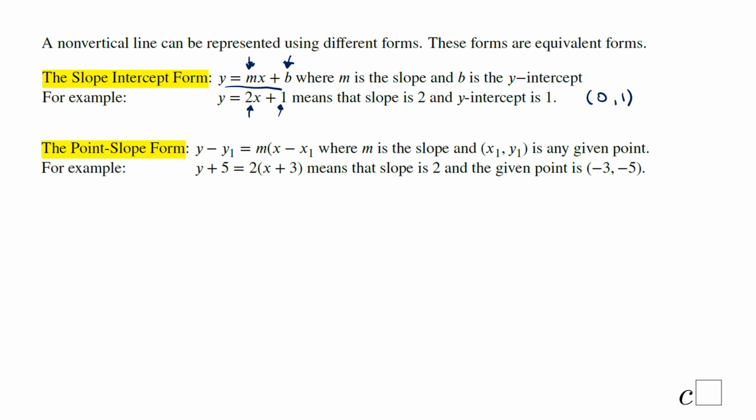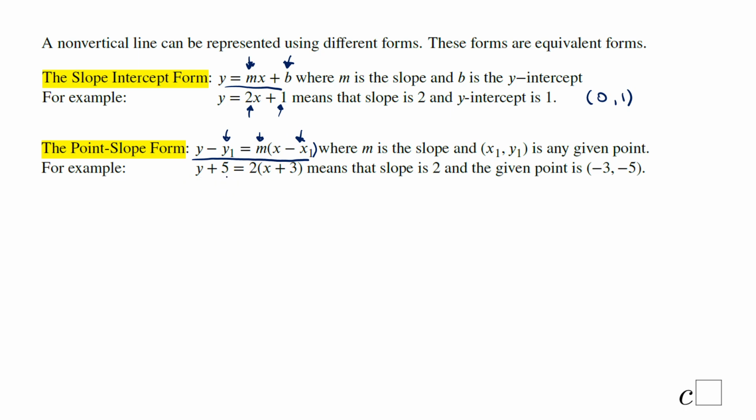The second representation for a line, which is very useful, is what is called the point-slope form. You see it here, y minus y1 equals m times x minus x1, where m is the slope, the same slope we talked about just a minute ago in the slope-intercept form. The only difference is that now we have a point, any point. If you have a point of that line, you can use this point-slope form and write an equation.